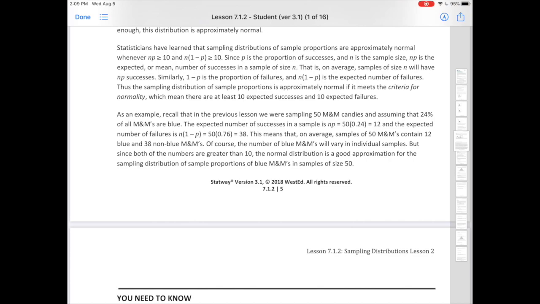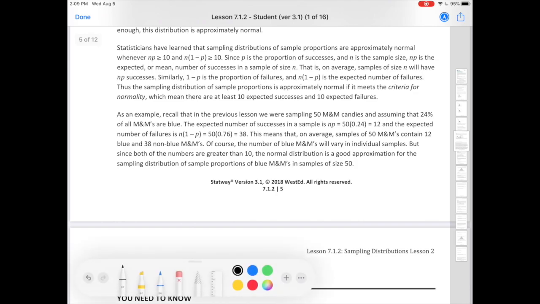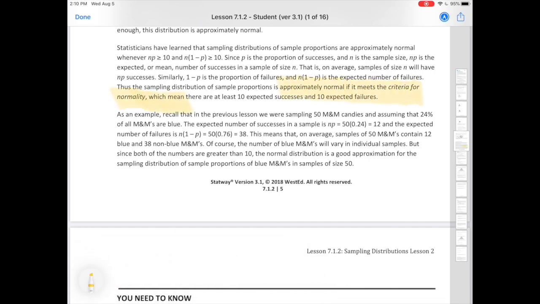So remember, if p is the proportion of successes, then if you subtract it from 1, that's the proportion of failures. So n times 1 minus p is the expected number of failures. So the important part here that I'm going to highlight is the criteria for normality. So the sampling distribution is approximately normal if it meets the criteria for normality, which means that there are at least 10 expected successes and 10 expected failures.